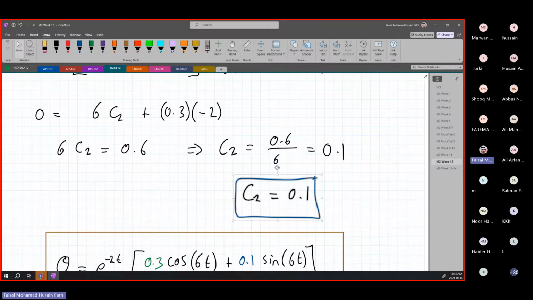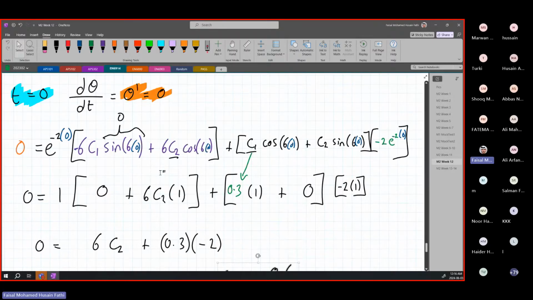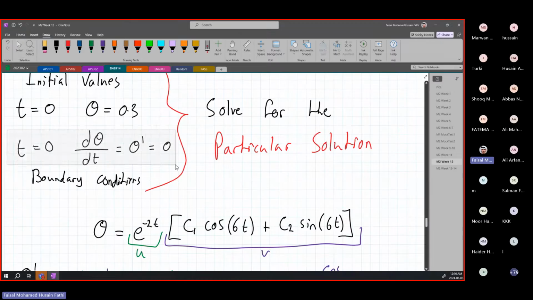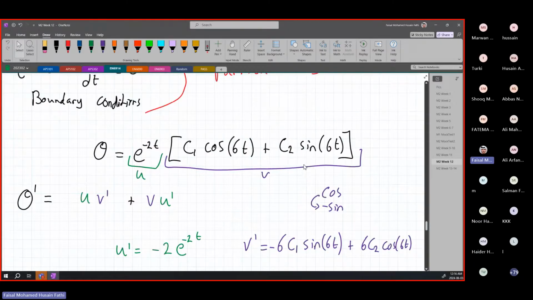I will repeat the question. Don't worry. And then C2, how I got C2 is from this. This is the reason we did the differentiation in the beginning. So in a differentiation, then we have two boundary conditions and we have two unknowns. We have C1 and C2.